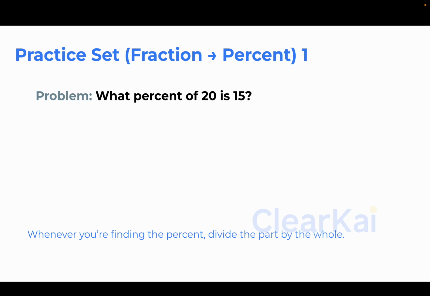Let's practice turning a fraction into a percent using a real example. The question says, what percent of 20 is 15? To find a percent, we always do part divided by whole. Here, 15 is the part and 20 is the whole. So we calculate 15 divided by 20 equals 0.75. Now, turn that decimal into a percent by multiplying by 100, and we get 75%. So 15 is 75% of 20.